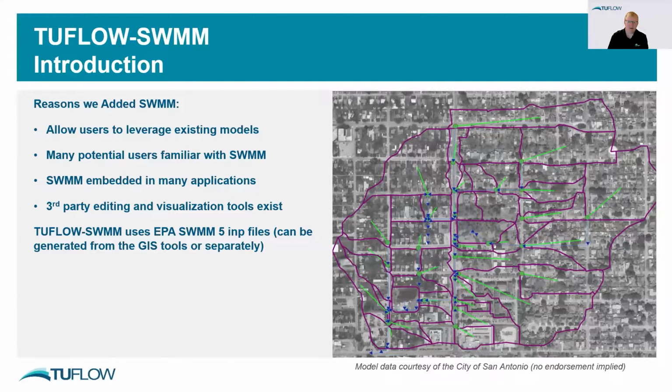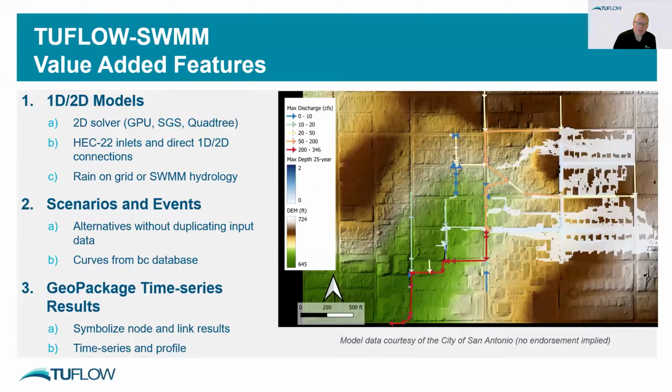And so there's a lot of different editing and visualization tools out there that you can leverage in addition to the ones that we talked about today. And TUFLOW SWMM, when it runs, it uses the standard EPA SWMM 5 INP files. So you can generate those through the EPA SWMM GUI or these TUFLOW SWMM tools or anything else. It's just a real standard EPA SWMM 5 INP file that we're linking in there.